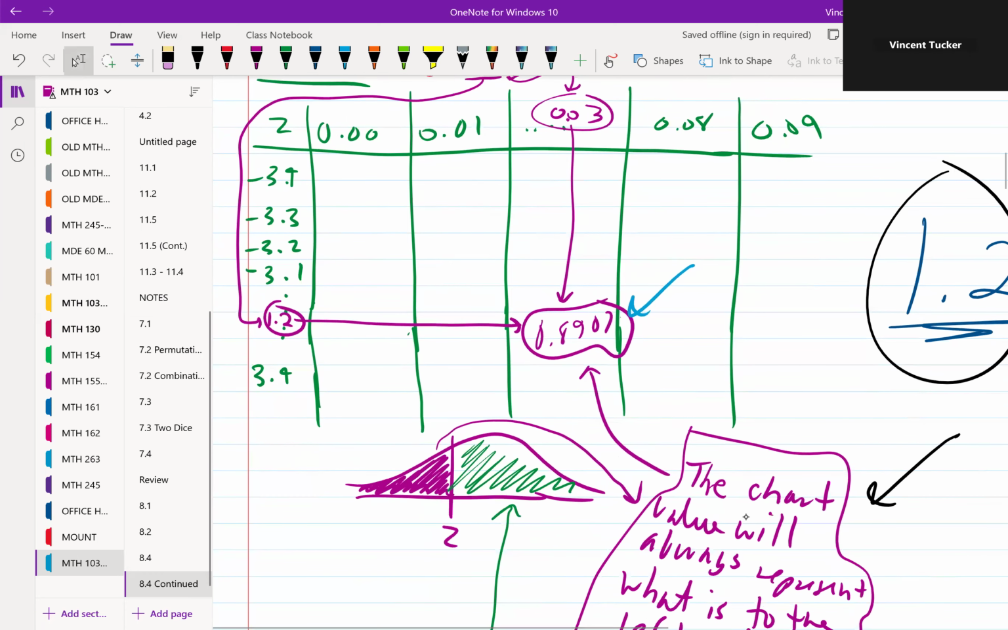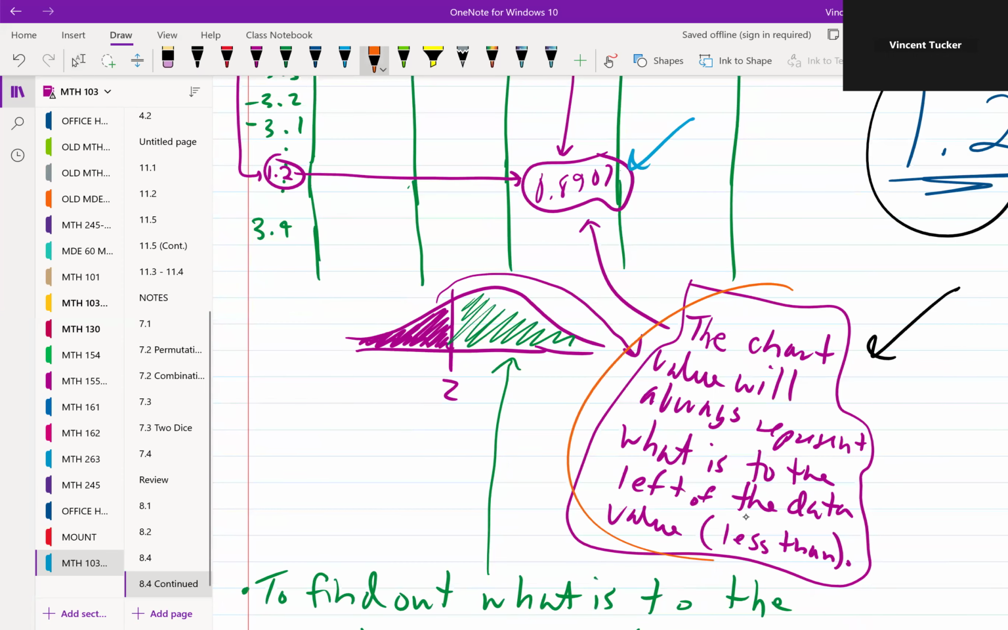Now, that diagram had our z-score and then had everything shaded to the left. What that's telling us is that the value I have right here represents everything to the left of, or less than, that z-score or that data value. So this 0.8907 represents the proportion of data that will be less than the z-score that I have. So the chart will always give you less than. That's what I wrote right here. The chart will always represent what is less than, or to the left of, your data value. Once again, your chart will always give you less than.